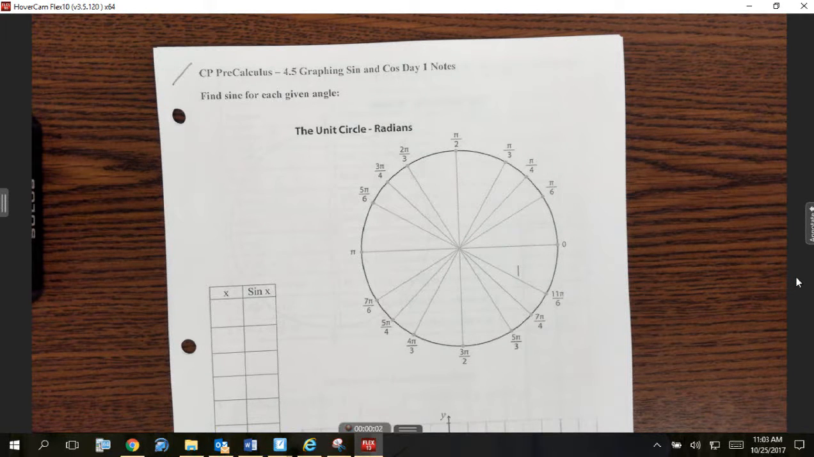Okay, we've got our signs written around the circle, except for I don't. I do on a different paper, but.